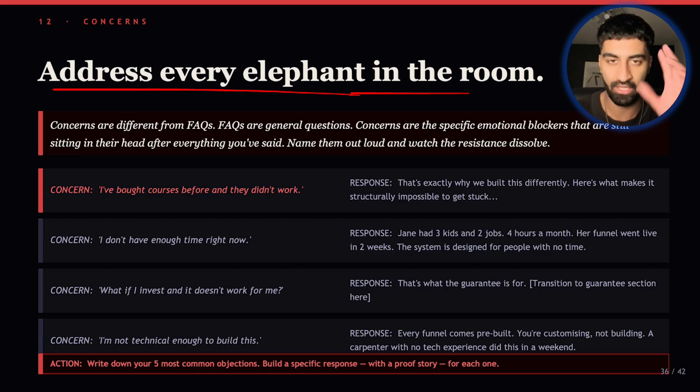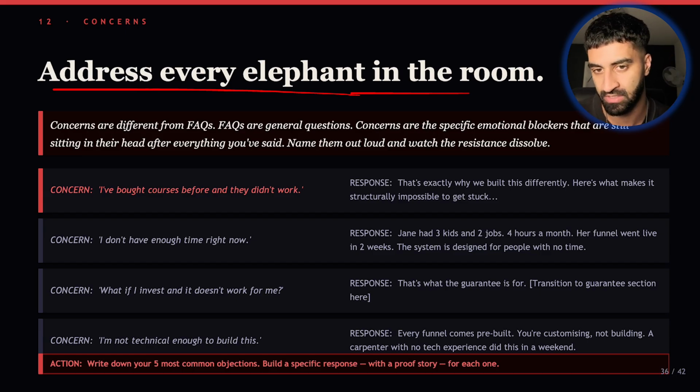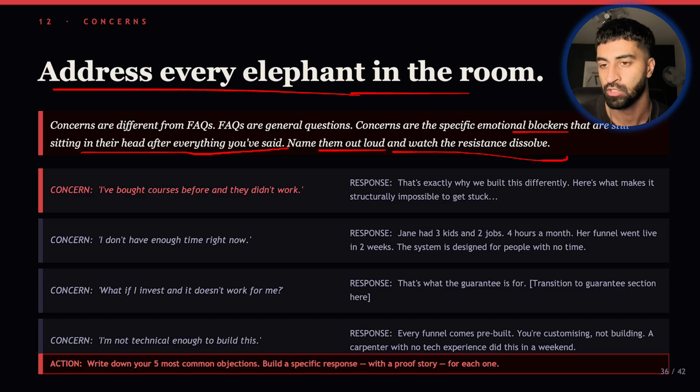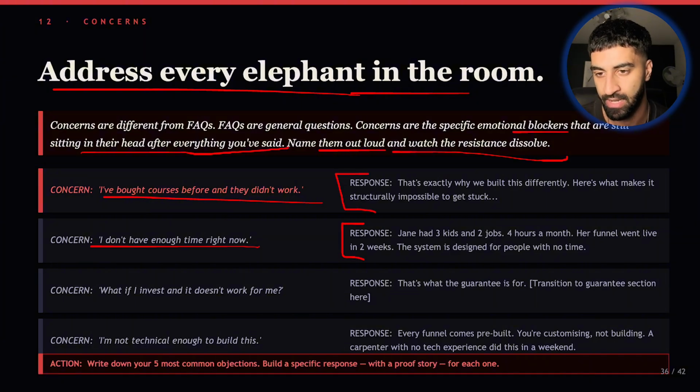This is in the concern section, but concerns are different from FAQs. FAQs are general questions. Concerns are specific emotional blockers that are still sitting in their head after everything you've said. Name them out loud and watch resistance dissolve. So one concern can be, I bought courses before, have a response in place. I don't have enough time, have a response in place. Just name the concerns out loud and have a response in place.